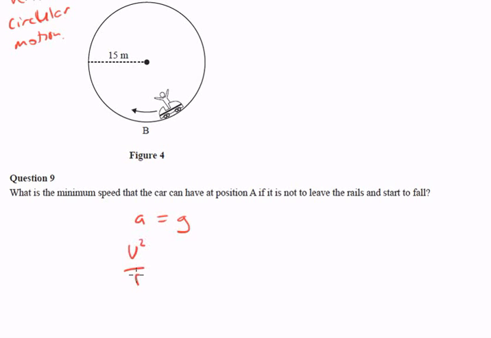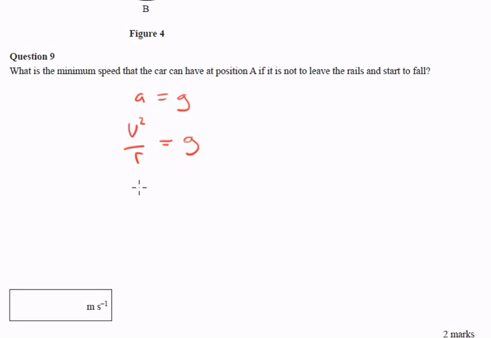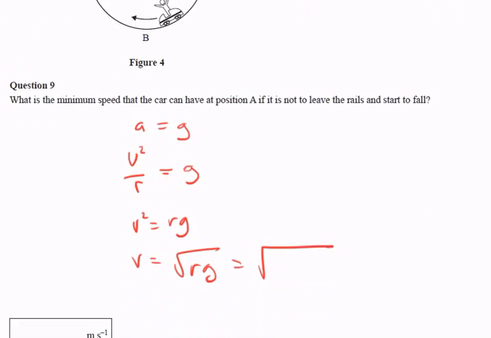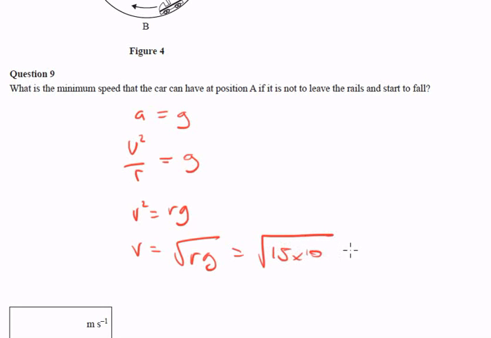And the formula for centripetal acceleration is v squared on r. That equals gravity. So we've just got to rearrange to find v. So in this case we've got v squared equals rg, v equals the square root of rg, equals the square root of radius 15 times 10, equals the square root of 150, that equals 12.2 meters a second.